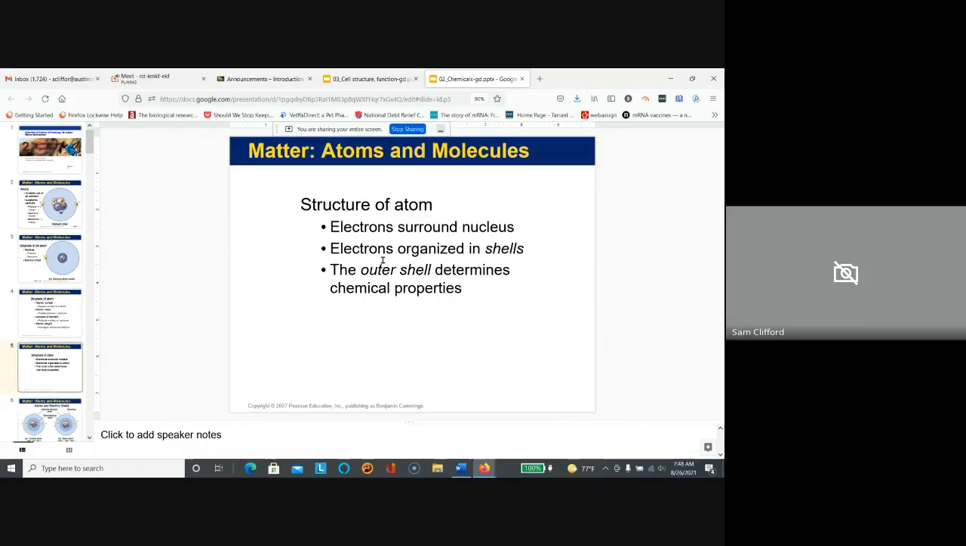Electrons surround the nucleus. They're organized in shells or energy levels, and each shell is a certain distance from the nucleus, depending upon the energy of the electrons in a particular shell. All you've got to remember is the outer shell determines chemical properties. So you should know about protons, neutrons, electrons, atomic mass, atomic weight, and atomic number.